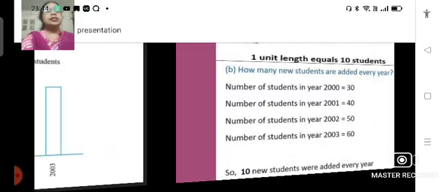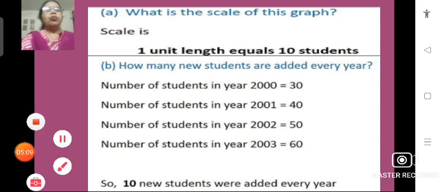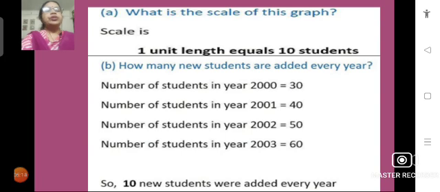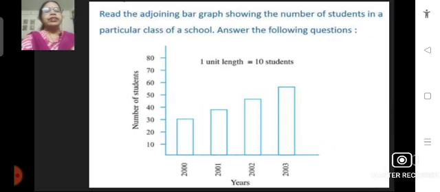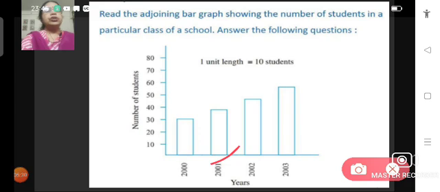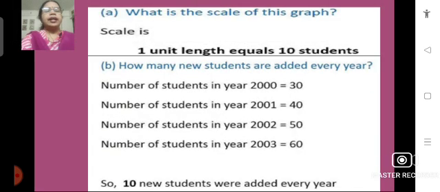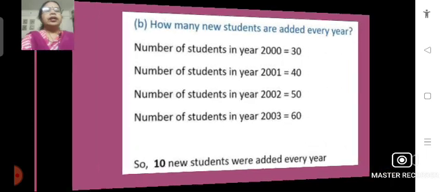Now let's answer the questions. So what is the scale of this graph? The scale is 1 unit length equals 10 students. How many new students are added every year? The number of students in the year 2000 is 30. By looking at the graph only we can understand the number of students in the year 2000 is 30, in 2001 it is 40, 2002 it is 50 and 2003 it is 60. So 10 new students are added every year.